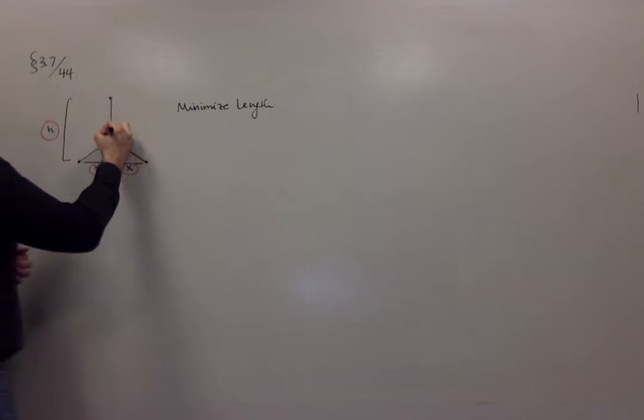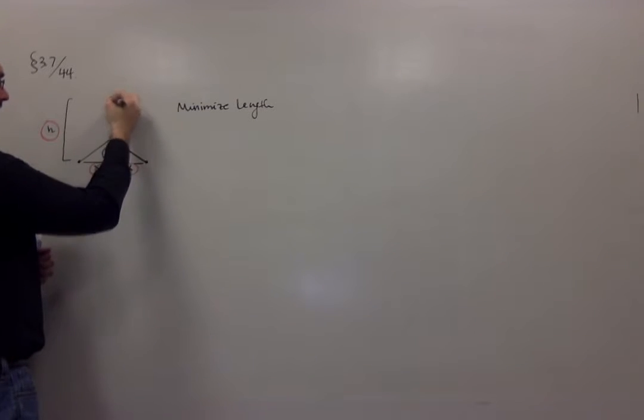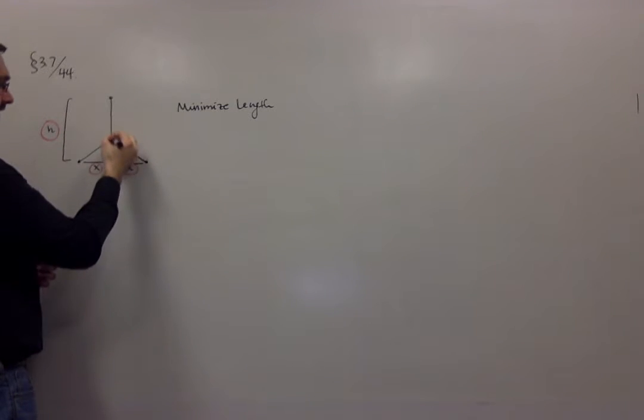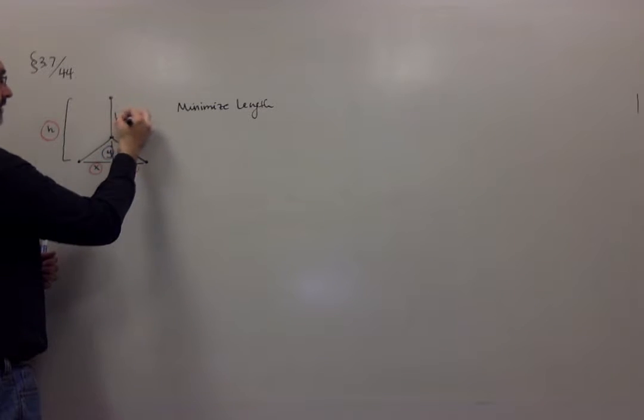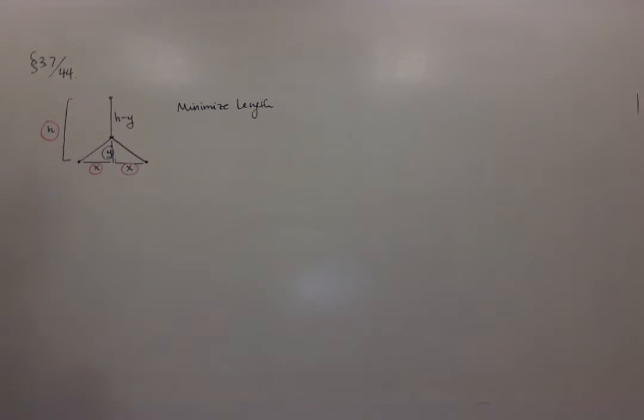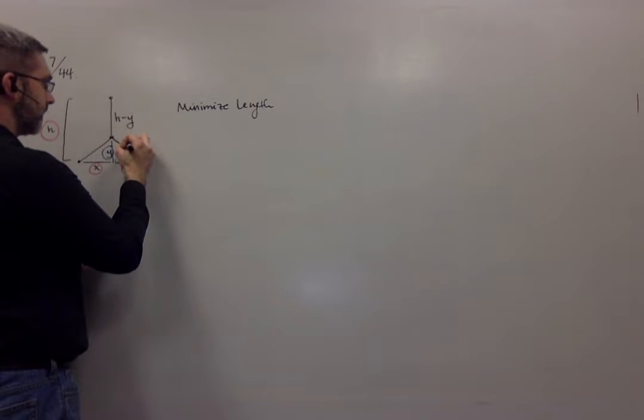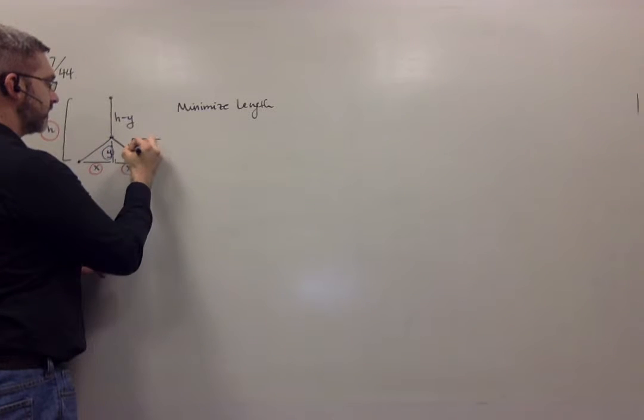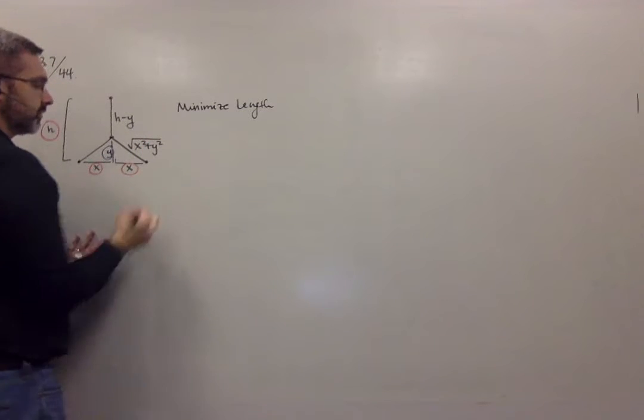Now this distance from this point up to here, if the total amount is h and this distance right here is y, this is going to be h minus y. Right, and this distance over here is going to be the square root of x squared plus y squared.